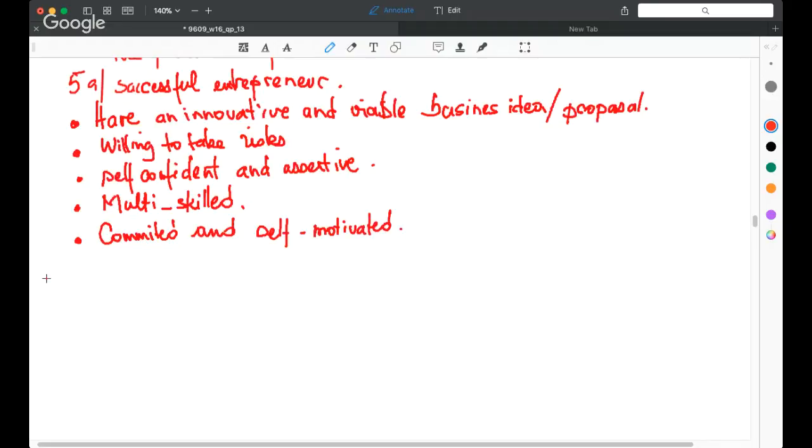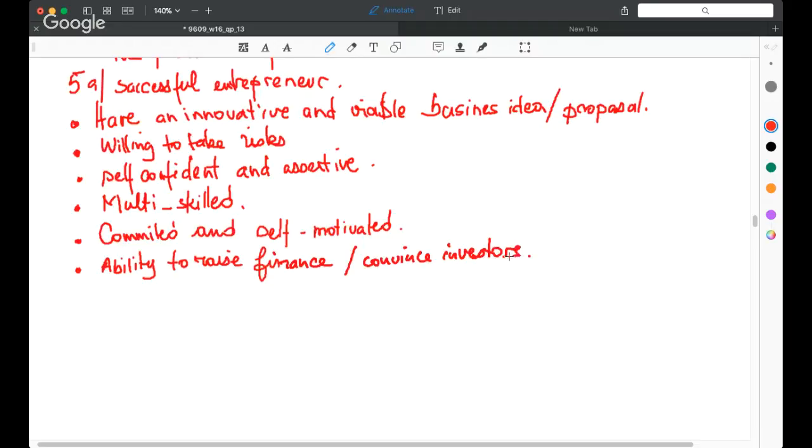People who are creating something new sometimes think about it for years before taking action and trying to make it viable. Okay, so you have the ability to raise funds or to convince people to invest with you. So, ability to raise finance and convince investors.